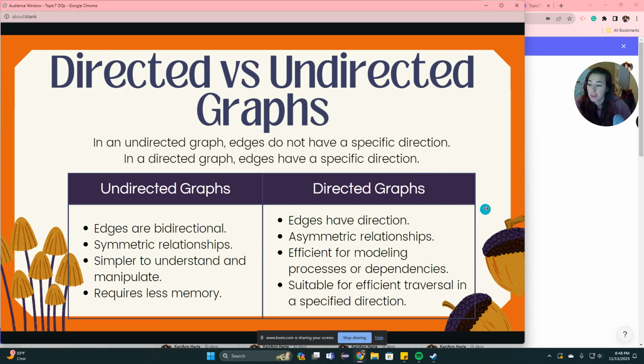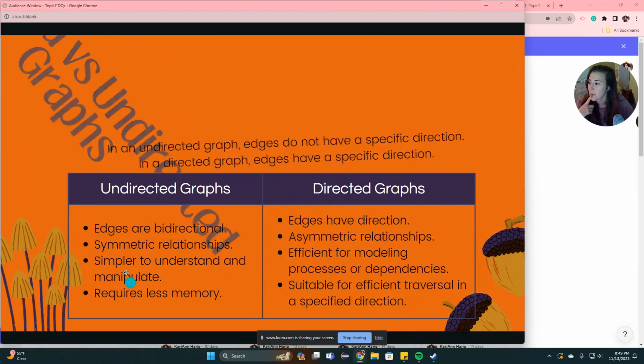But they're efficient for modeling processes and dependencies. So like you're sending information to your printer. That's a one-way street. You're not going to have things coming back the other way. You're going to have some messages go back and forth, but your printer's not going to send the paper back to you, right? There's a definite end. Like we were talking about acyclic and cyclic graphs. There's a definite end to that one.